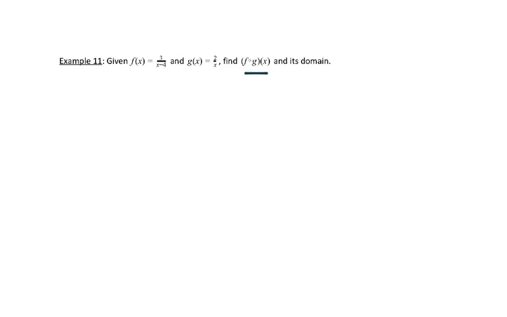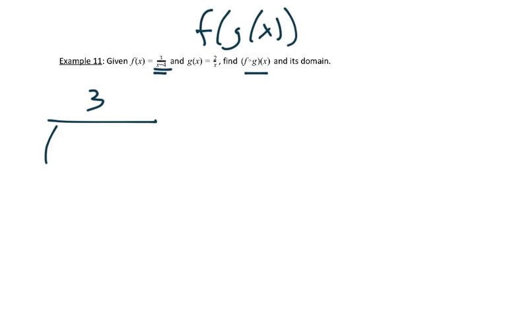So here it says f of g of x. Again. So f comes first. That means I look at f first and I write f, but where there's an x I'm going to put parentheses. And in those parentheses, the inside of this says g. So in those parentheses I'm going to put g.